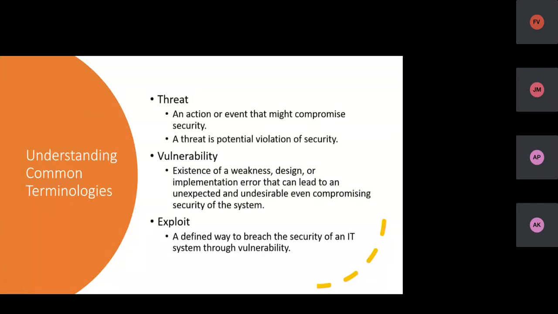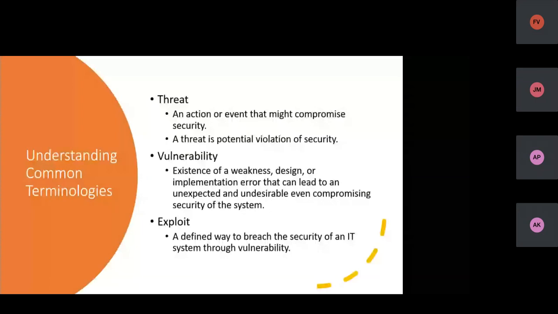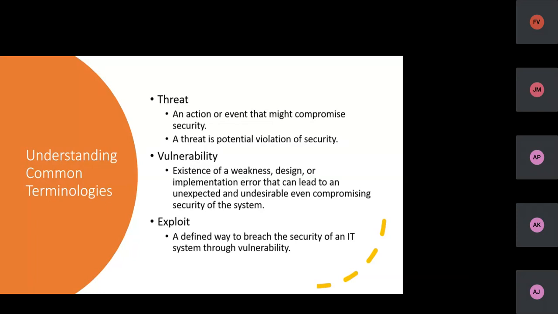If you want me to repeat something, please update in the chat box. Okay. Then there's a term, zero-day exploit or zero-day attack. Anyone heard of that? Zero-day. Basically, a zero-day attack is an attack that a hacker finds.